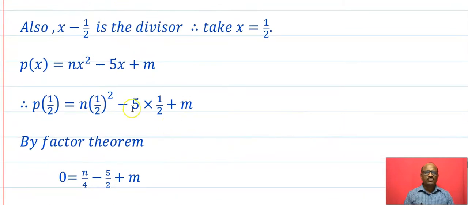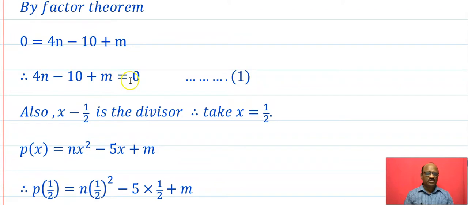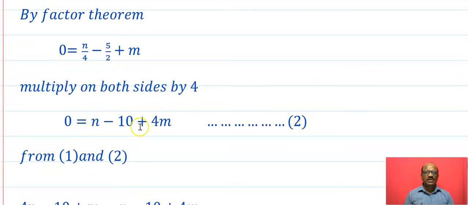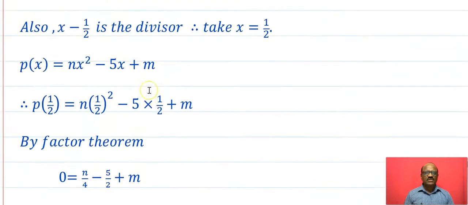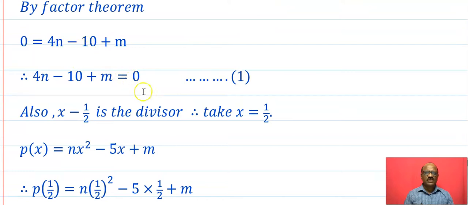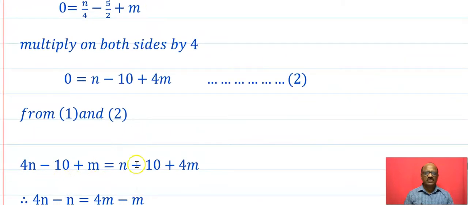Now from 1 and 2, see here, in 1 the value is 0, and here the value is 0. Equate these two. That is 4n minus 10 plus m, this was the first. What about the second? n minus 10 plus 4m.